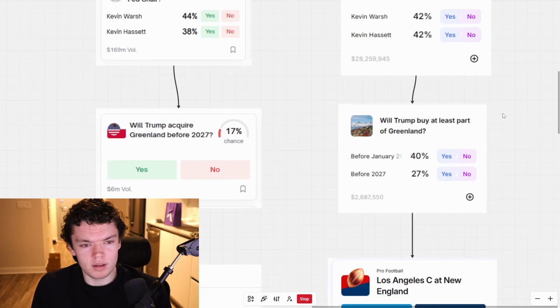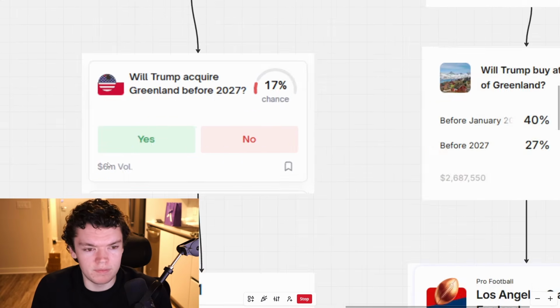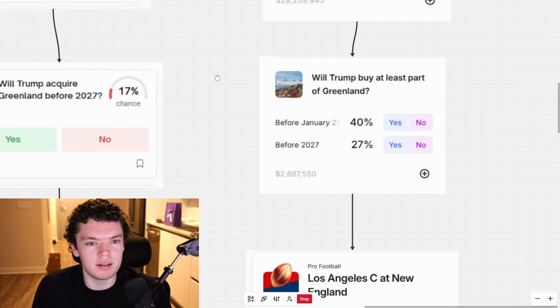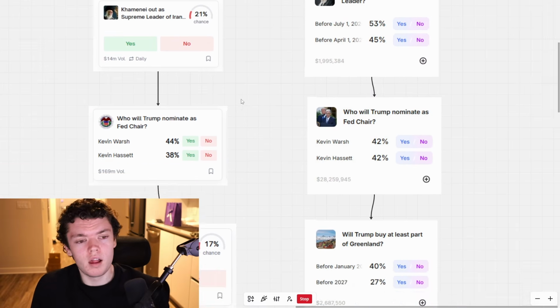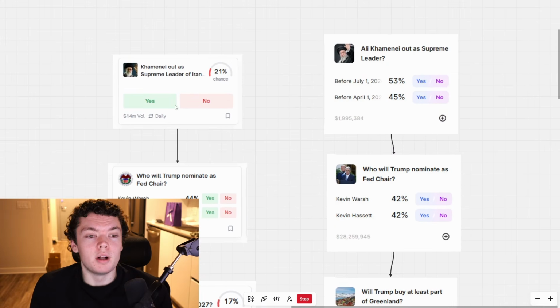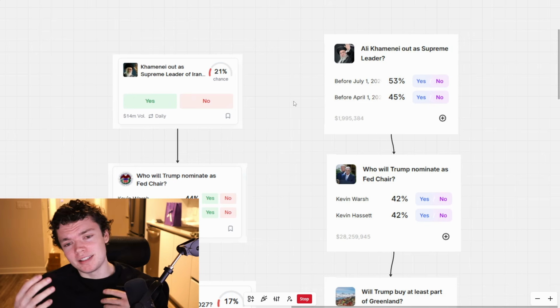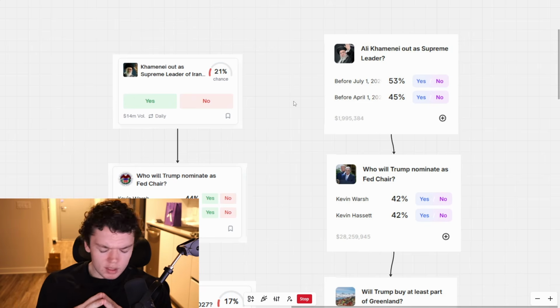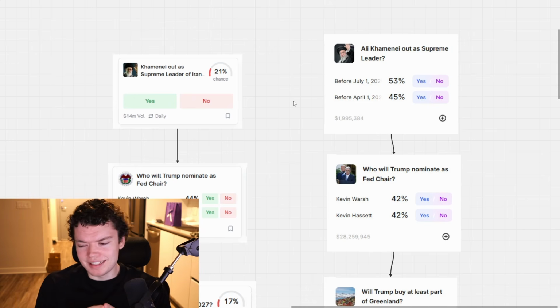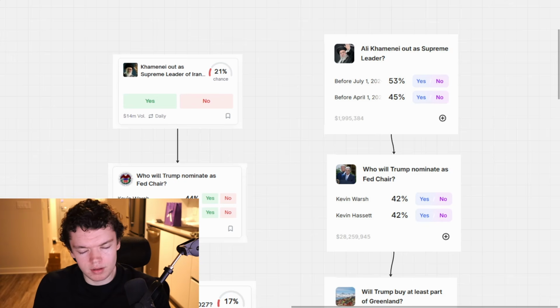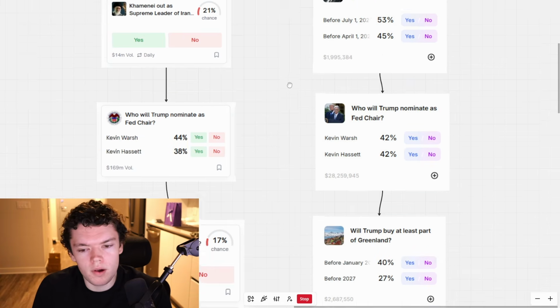Okay, moving on. Will Trump acquire Greenland? 6 million volume, 2 million volume. Okay, so we see all this political stuff. Polymarket takes the cake in volume, and you might be asking, well, who cares about volume? Well, to a certain extent, it won't be the biggest thing, but the more volume overall is good. Okay, I'll just keep it simple for you. More volume equals better.